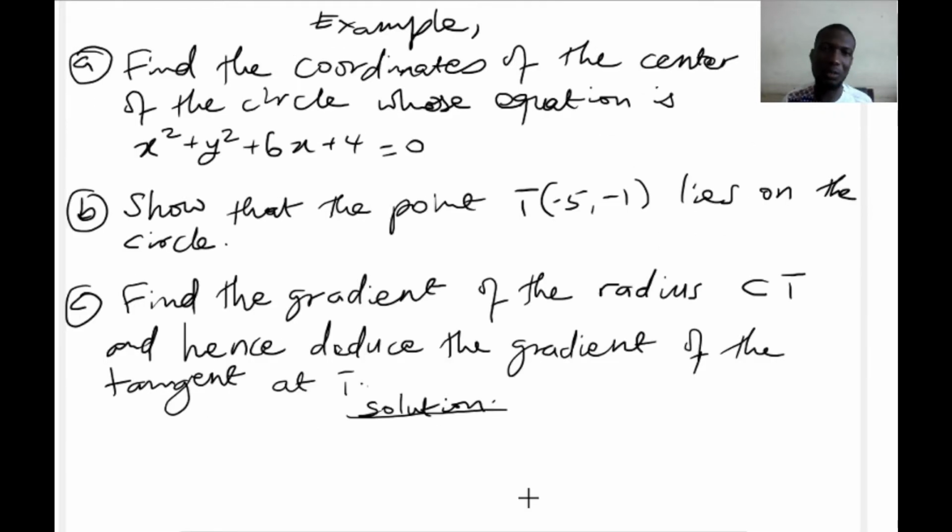Let's take one example to see if we can follow these steps to solve. Our example says find the coordinates of the center of the circle whose equation is x² + y² + 6x + 4 = 0. Then part B says we should show that the point T with coordinates (-5, -1) lies on the circle, and part C says we should find the gradient of the radius CT and hence deduce the gradient of the tangent at T.